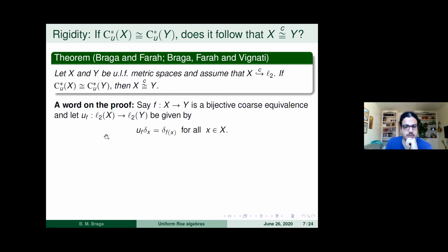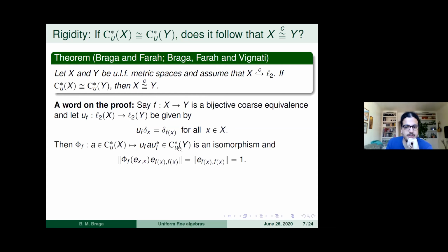So if you have a bijective coarse equivalence, you can look at this map here. It's just sending delta x to delta f(x). And this gives us a very natural isomorphism between the uniform Roe algebras. And this very trivial property this isomorphism has is what I want to focus on, because clearly this e_xx, the matrix that is zero everywhere except in the xx coordinate, in which it is just one, will be sent by this map exactly to e_f(x)f(x). So this is always one.